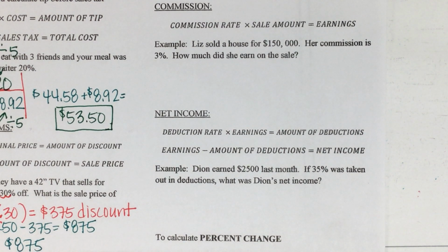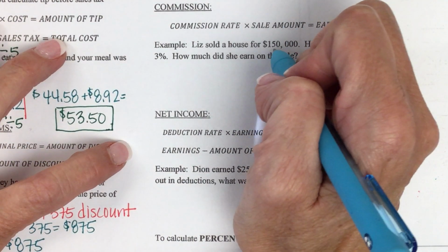Commission rate times sales amount equals the earnings, okay? So if Liz sold a house for $150,000, her commission is 3%. How much does she earn on the sale? All right, let's go ahead and do a ratio table for this one. We're gonna mix it up a little bit. All right, so let's get what we know here.